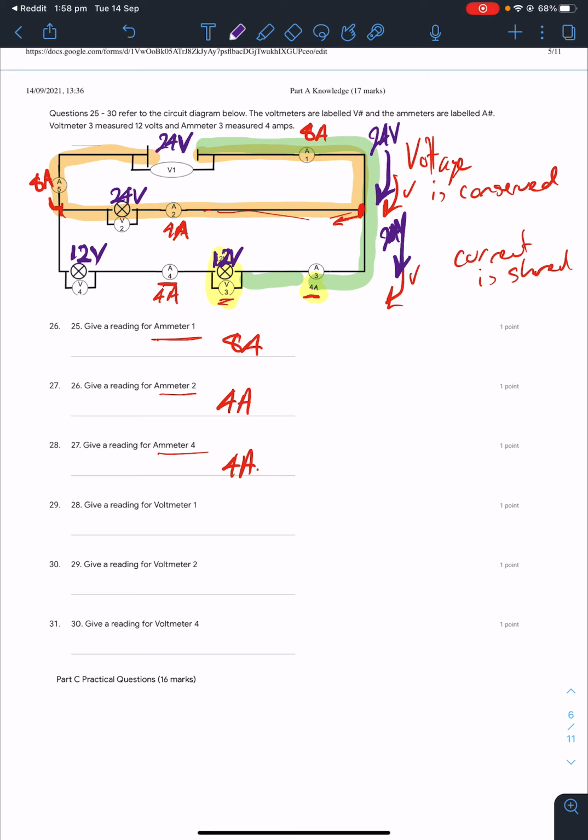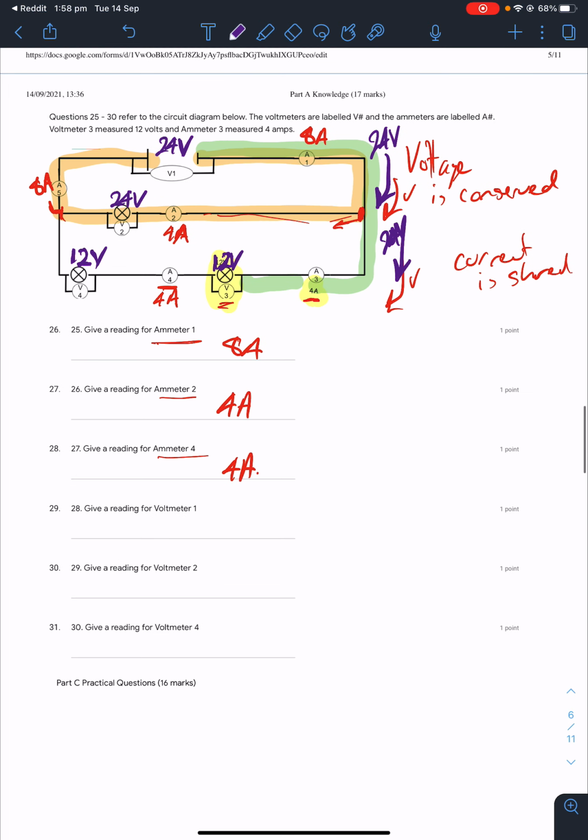So voltmeter 1, question 28 here, not question 29. So the voltmeter 1, let's find it. It was up the top with the power supply. So that's 24 volts. And voltmeter 2 is in the middle there, that one globe on the path. So that's also 24 volts. And voltmeter 4 down the bottom had 12 volts. All right.